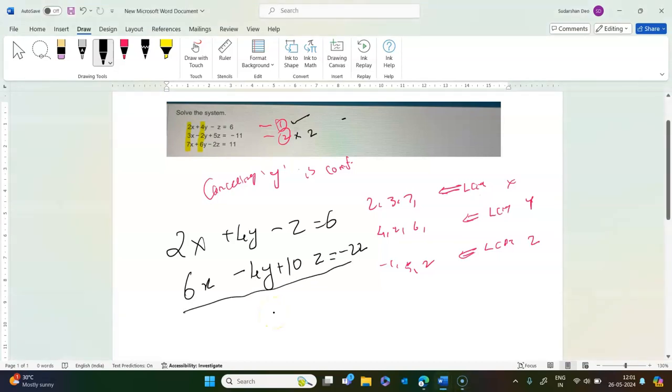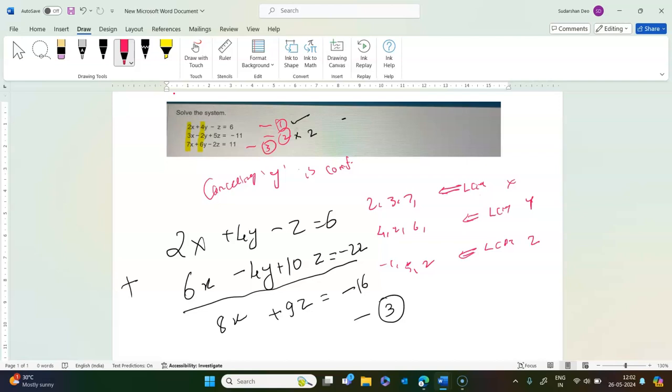On adding now, what do you get? If you add this, you'll be getting 8x, the y gets cancelled, plus 9z is equal to 6 minus 22. So 6 minus 22 will be negative, as usual we get the greater number, so negative 16. This will be your equation 3. Now let's work with this third equation.